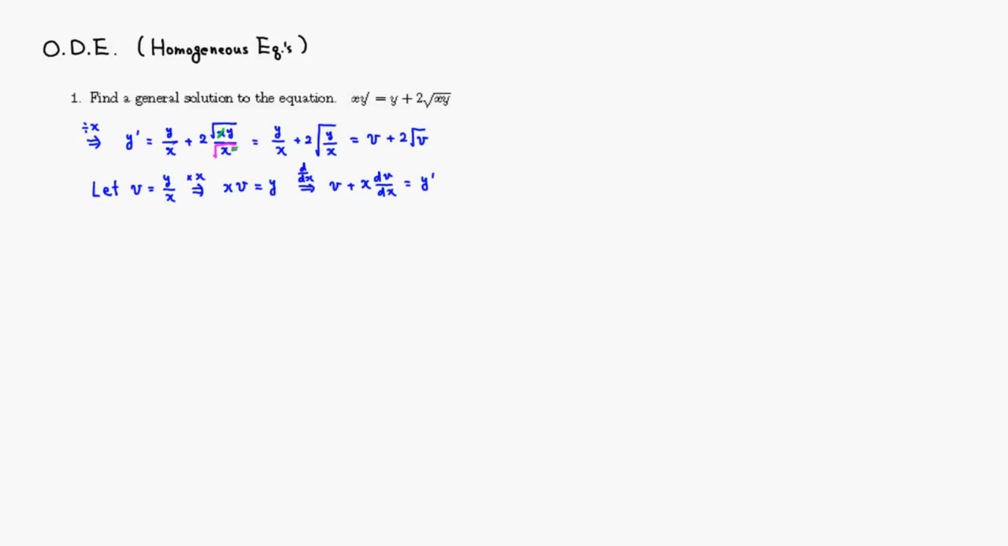Since this is y', I'm going to plug it into the left hand side of the equation. So here's the new equation: v plus x times dv/dx equals v plus 2 times the square root of v. Luckily we have a v on both sides, so we can cancel by subtracting v from both sides. What's left is a separable equation.